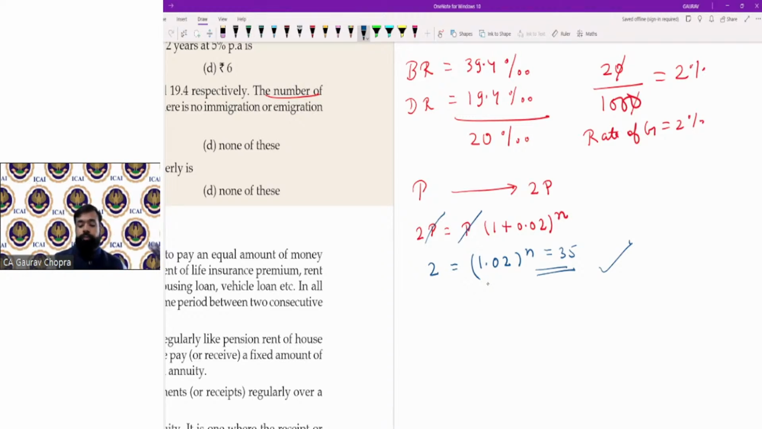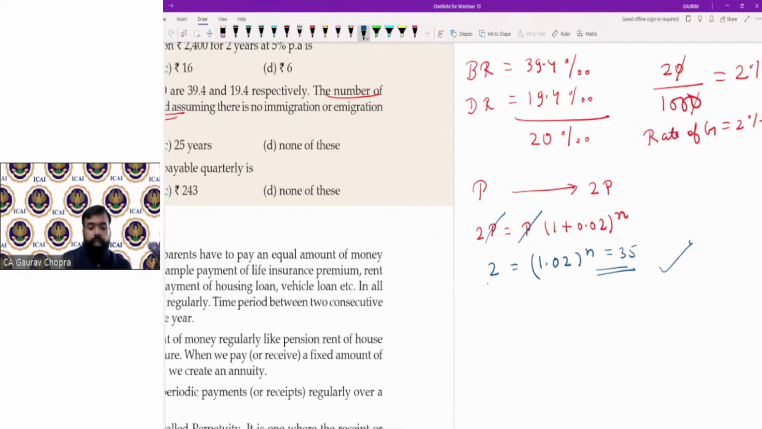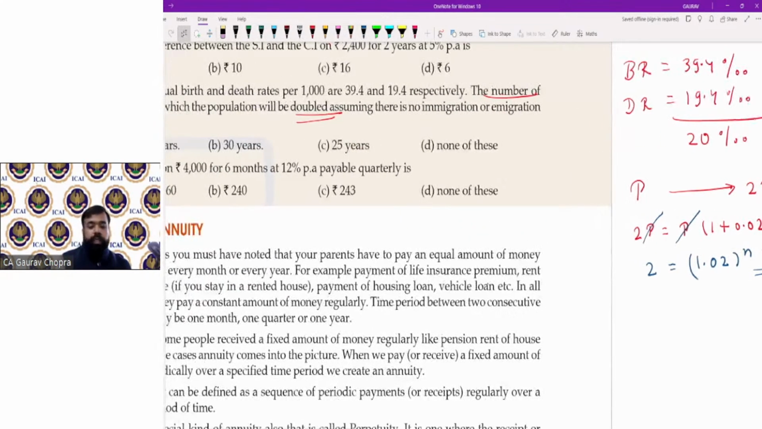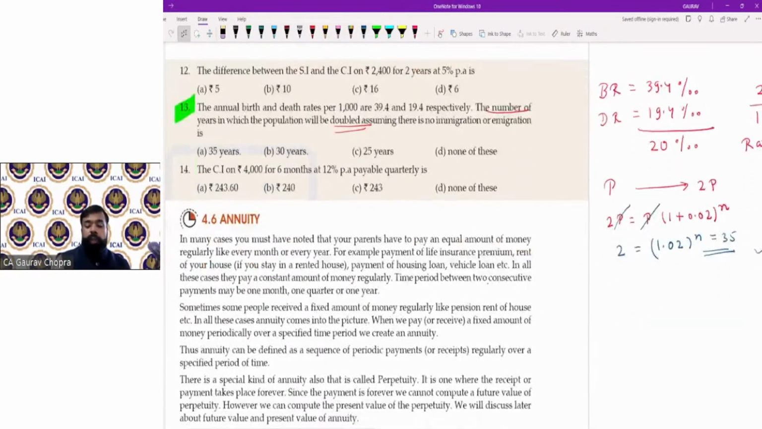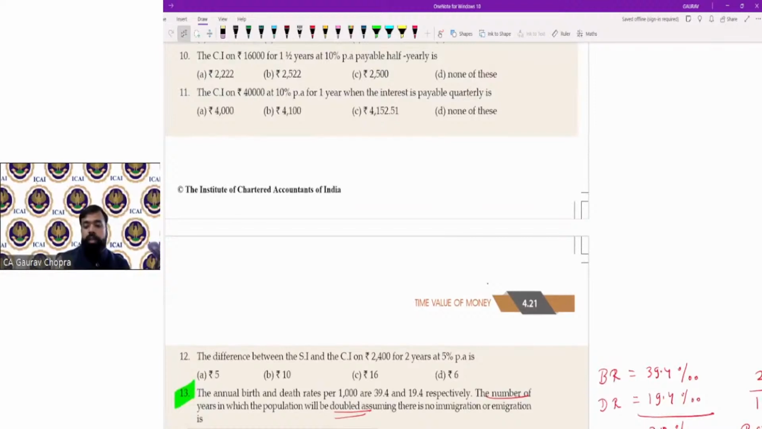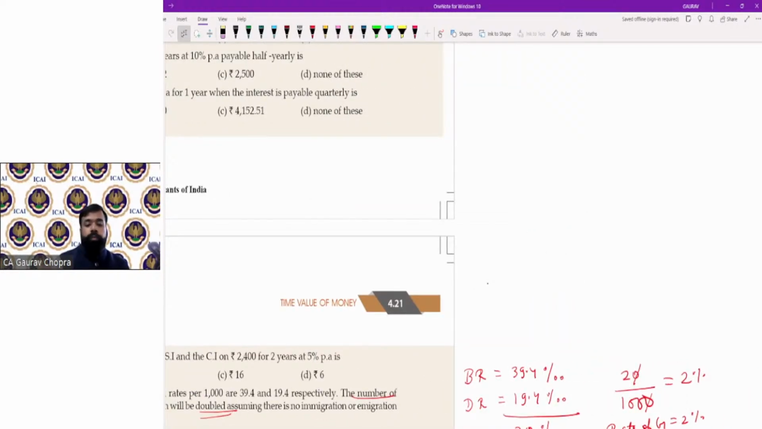All right. So this was basically the 13th question. Now, before doing further questions, let's take a break of 5 minutes, and then we will be continuing.